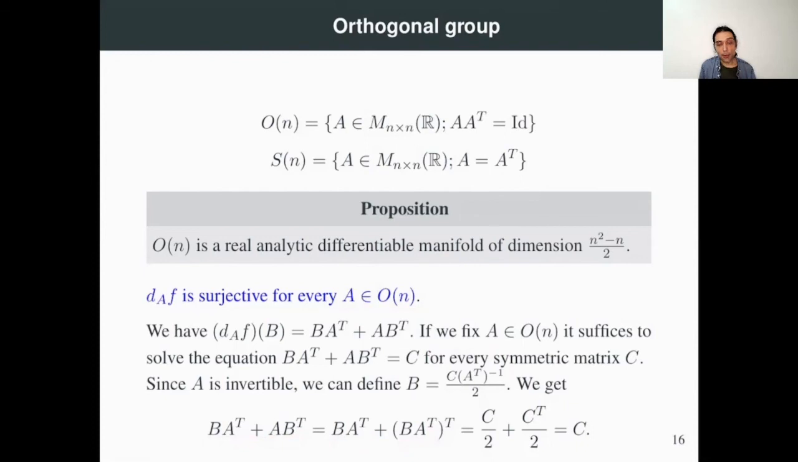Of course, by our choice, B times the transpose of A is C divided by 2. And here, we have to consider the transpose of such matrix. So it's going to be the transpose of C divided by 2. And that's the moment in which we're going to use that C is symmetric. So the transpose of C is equal to C, and C divided by 2 plus C divided by 2 is C. So we show that the differential of F at any matrix in the orthogonal group is surjective. And this proves the proposition. Okay?